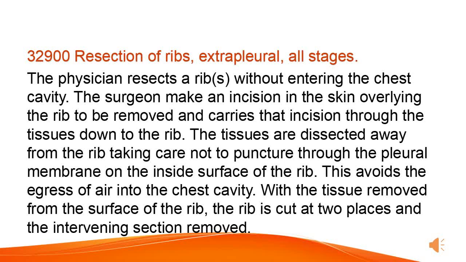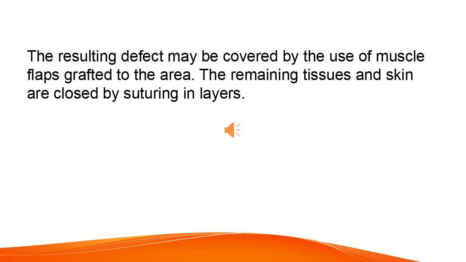The tissues are dissected away from the rib, taking care not to puncture through the pleural membrane on the inside surface of the rib. This avoids the egress of air into the chest cavity. With the tissue removed from the surface, the rib is cut at 2 places and the intervening section removed. The resulting defect may be covered by the use of muscle flaps grafted to the area. The remaining tissues and skin are closed by suturing in layers.